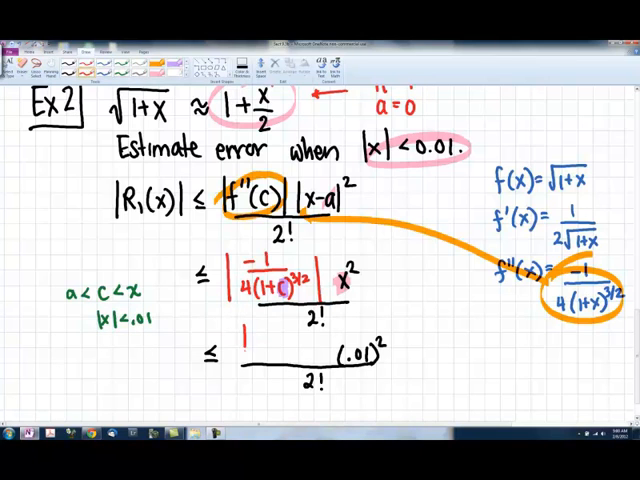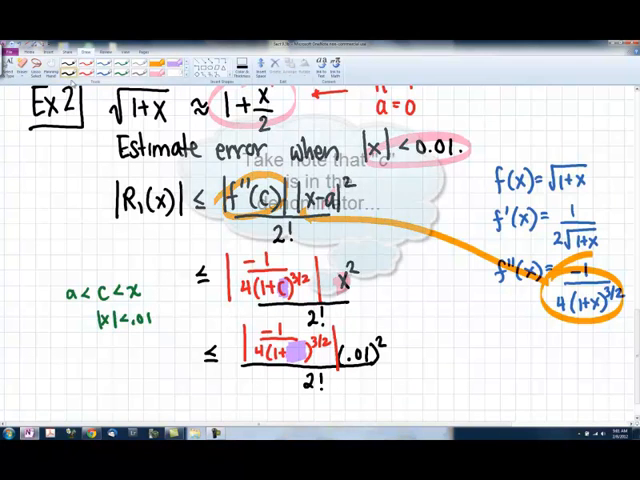The easiest way for me to explain this and for you to think about it is I need to choose a number in the interval negative 0.1 to positive 0.1 so that it's going to make this derivative as large as possible. So what number can I plug into here to make it as big as possible? Do I want to use negative 0.01 or do I want to use positive 0.01?